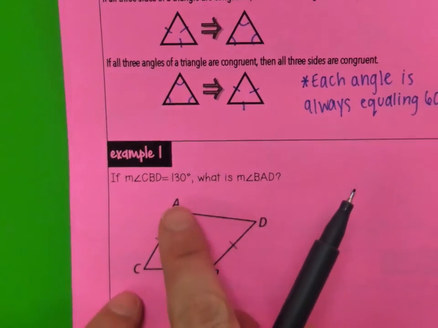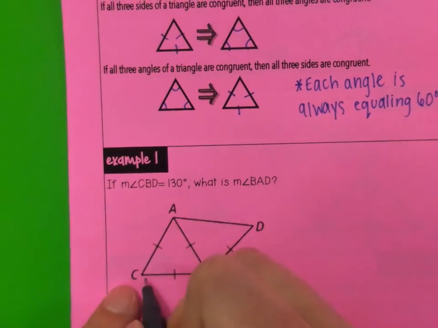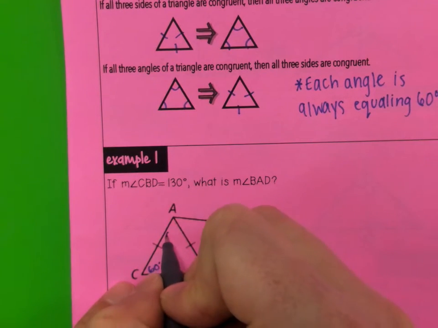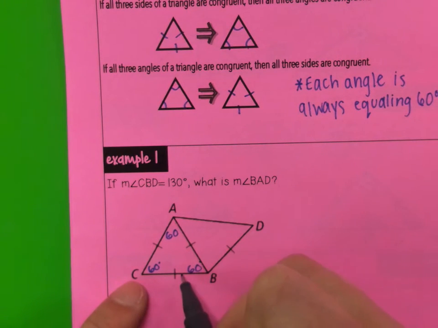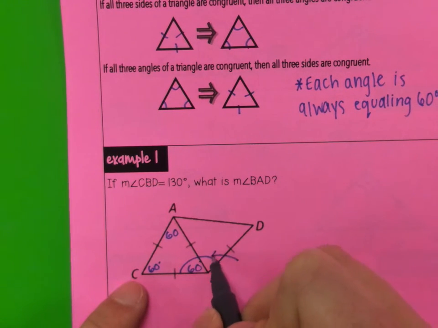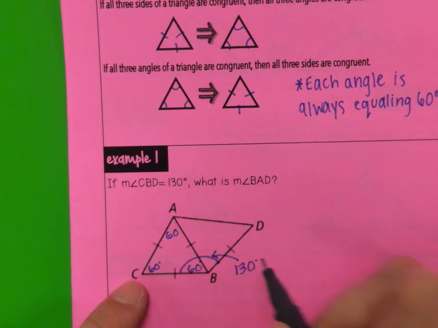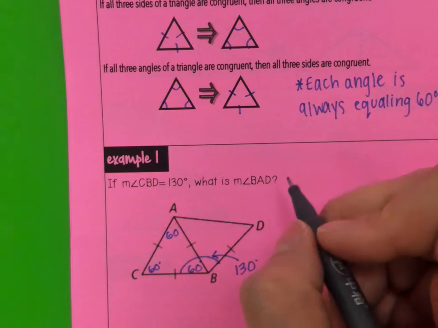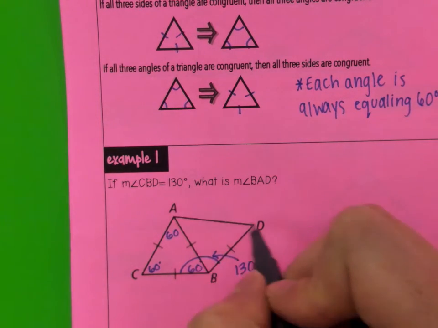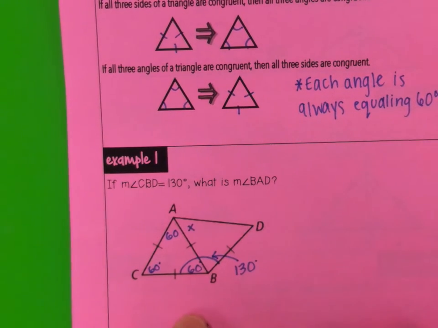So right here, this triangle ABC, that's an equilateral triangle. So we're going to label all of our angles 60. And then if we look at CBD, that's this whole angle right here. This whole angle is going to be 130 degrees. We're looking for the measure of angle BAD. So this X right here.